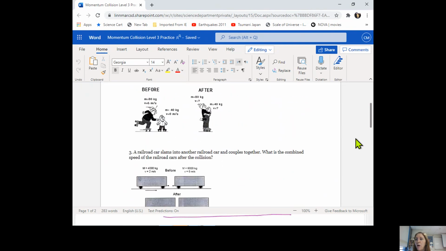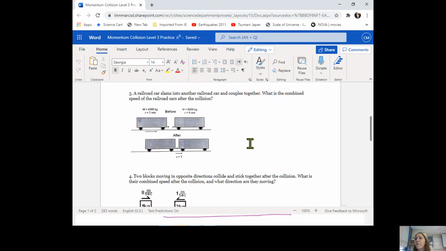So I want you to try to do one on your own. So number 3, a railroad car slams into another railroad car and couples together. What is the combined speed of the railroad cars after collision? And all I want you to do is identify whether it's elastic or inelastic. So because the railroad cars are combined at the end, you're looking at an inelastic equation.